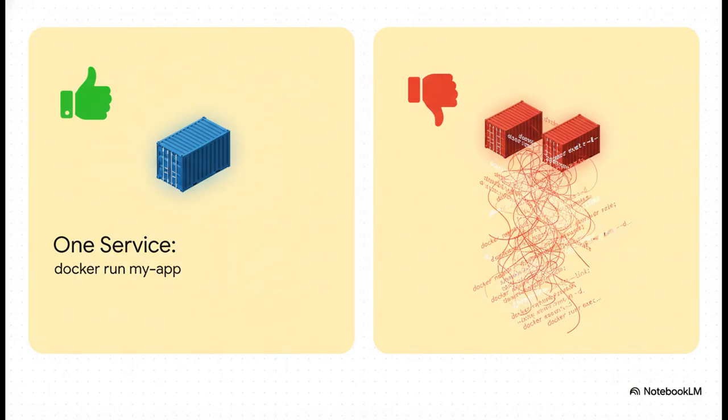Look at this. On the left, one service. It's just one clean command, docker run. It's pretty simple. But look at the right. Just to get two services to talk to each other, we suddenly have to manually create a network, start each container with long, complex commands, and link them together. This isn't scalable. It's just a recipe for typos and headaches. It's managed chaos at best.